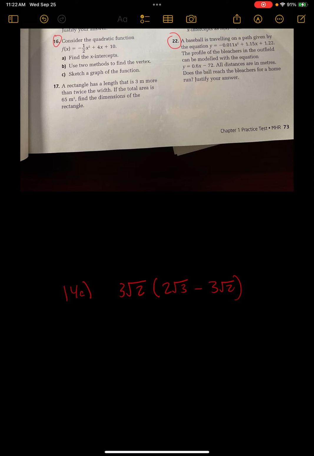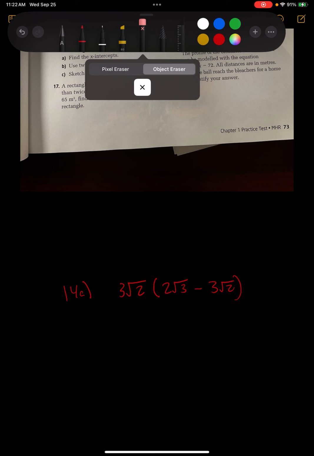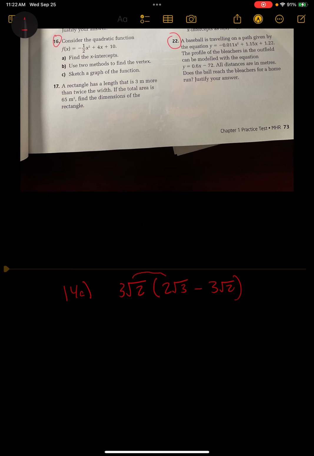Okay, so the first step, what we're going to do is we're going to just multiply this with that and this with that. We're going to distribute this. So that's 3 root 2 times 2 root 3 minus 3 root 2, 3 times 3 root 2. Okay, so what does that become?